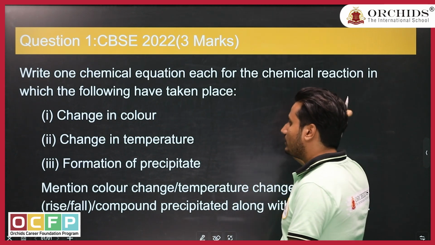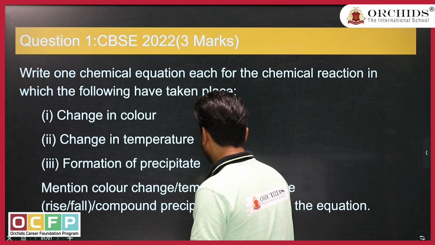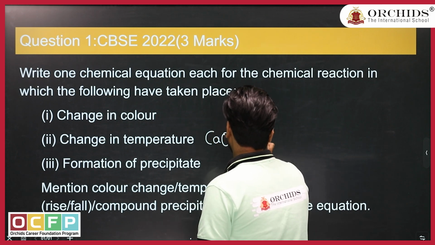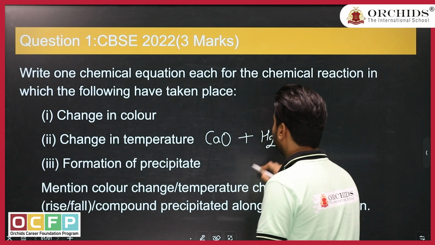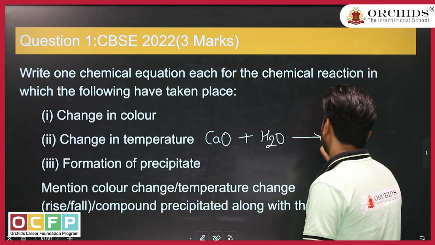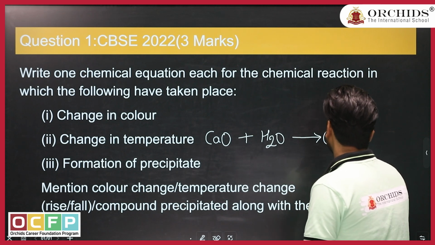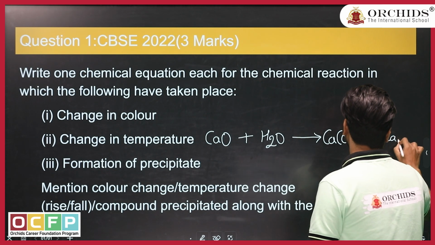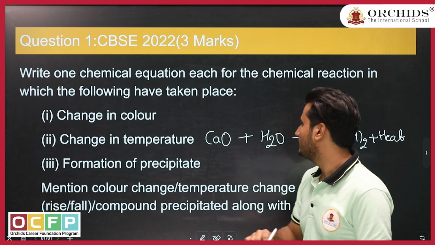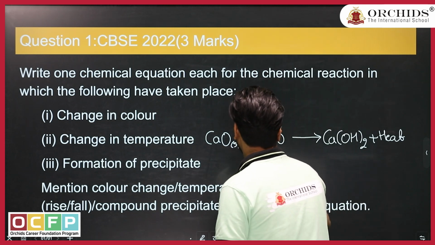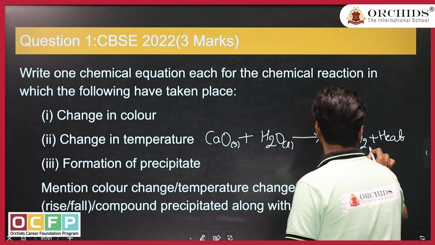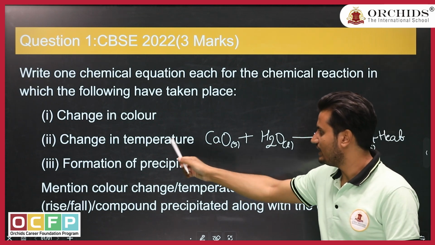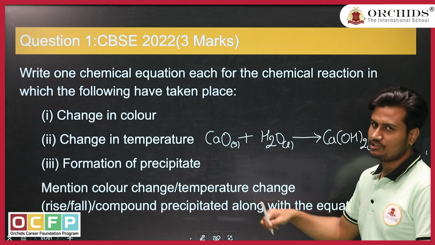We all know when we take calcium oxide and react it with water, it's an exothermic reaction. So we get calcium hydroxide plus heat is generated. We will write the physical state of all the reactants and the product. Now see, this is the change in temperature, meaning temperature will rise during the reaction.